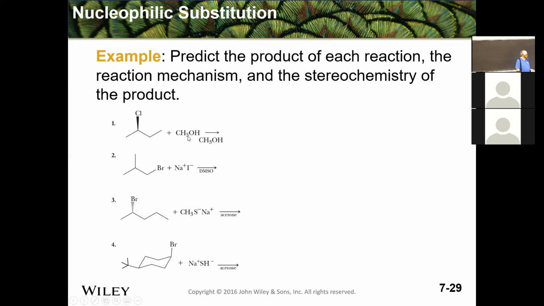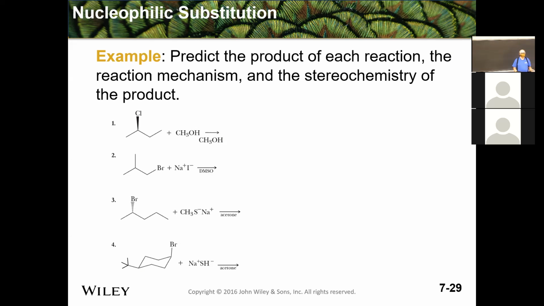Methanol is a nucleophile. Is that a strong or a weak nucleophile? Okay, you've got a 50-50 chance on this one. It's weak. Okay, it's a weak nucleophile, secondary halide. Okay, methanol is also the solvent. Is that protic or aprotic? It's protic, okay.